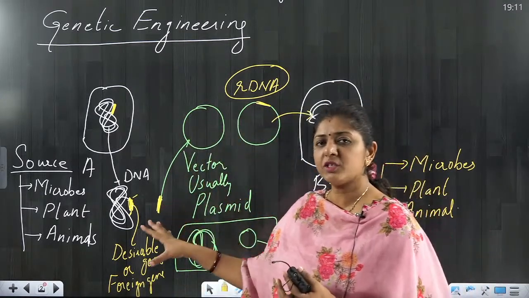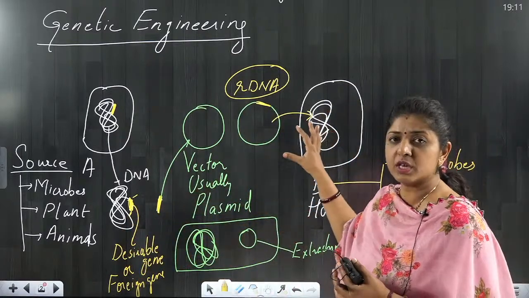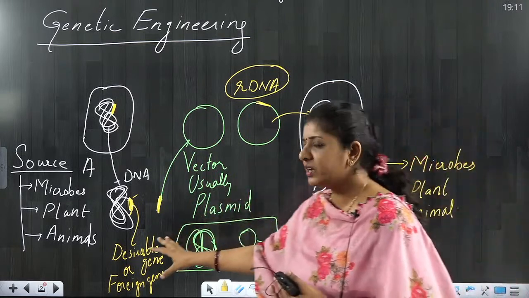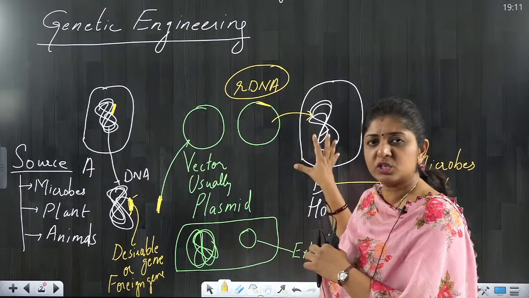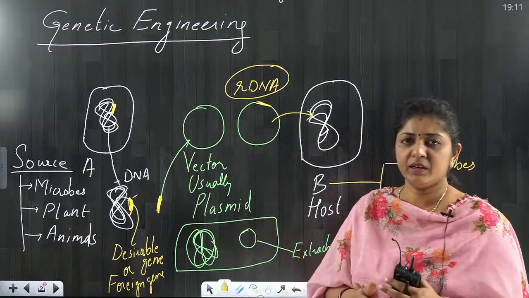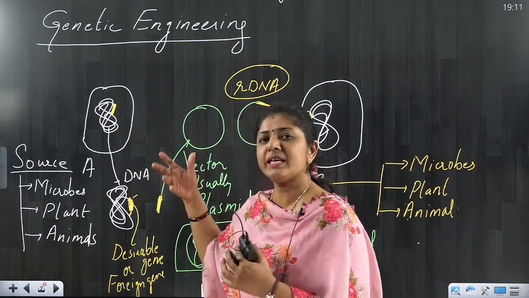That gene, why do you call it foreign? Because this is going to be a new gene for this source cell, right? Gene of interest means that gene will produce something new in the host cell and ultimately we get better products. So we need some tools, meaning enzymes.